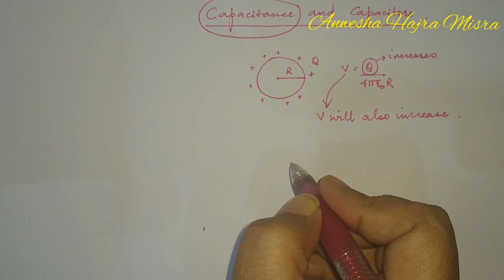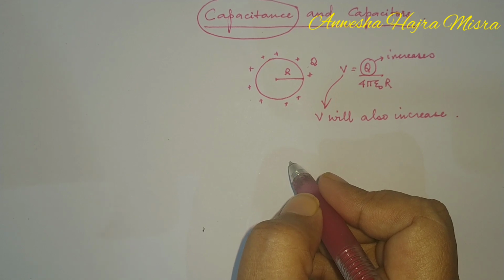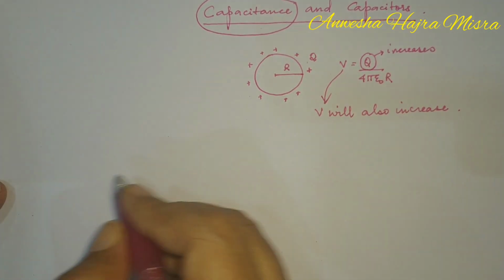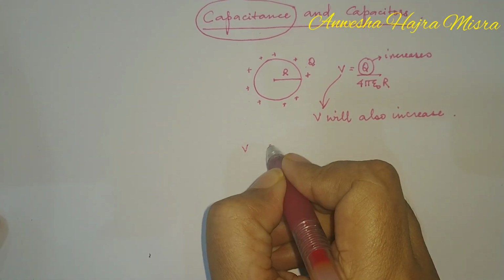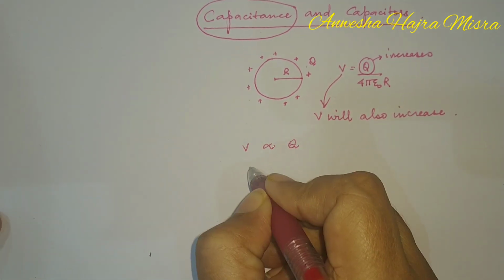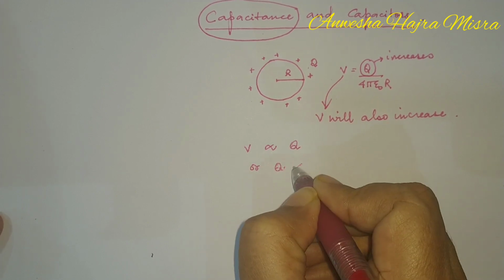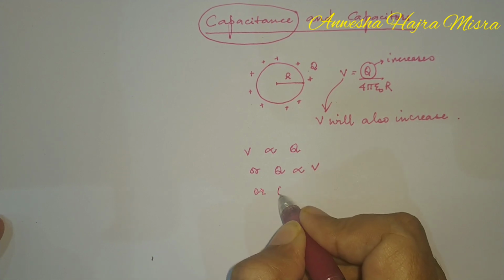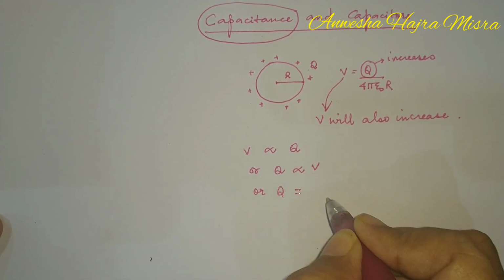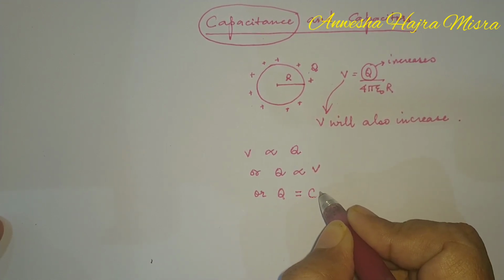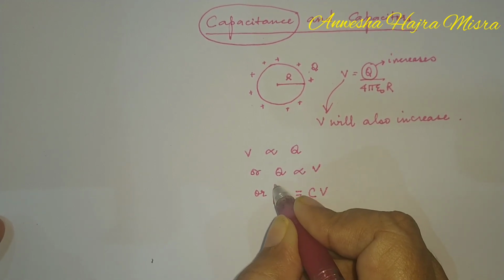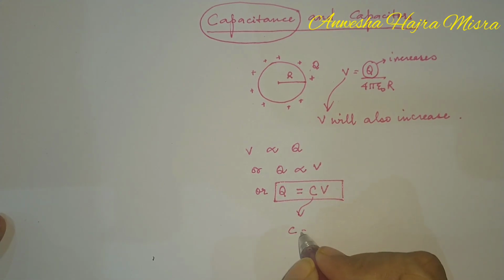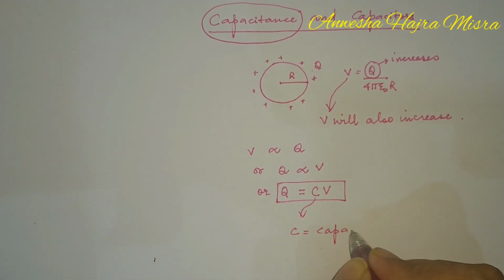Now, I can say that more charge, more is the potential. So potential is directly proportional to Q, or Q is directly proportional to potential. Now, if you introduce an equal to sign, here comes a constant C, and this C is called capacitance.